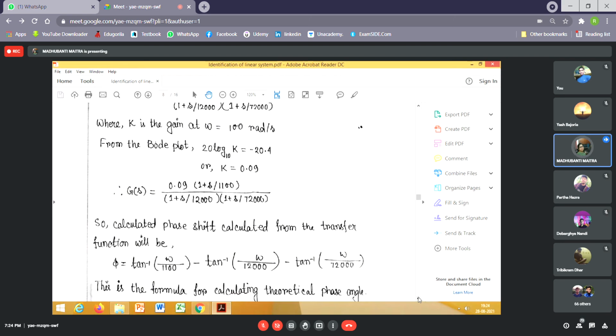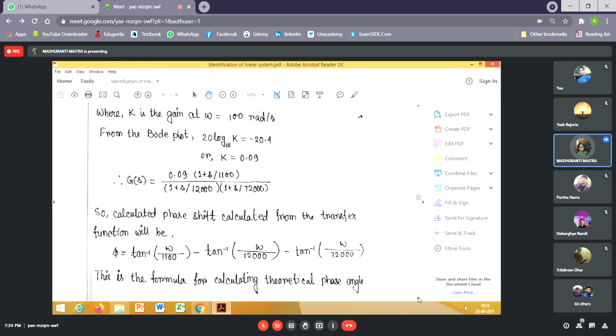And from this transfer function, you can find out the phase angle phi. This is the constant, so it will not contribute to any phase angle. For the zero, we'll get a positive phase angle. The zero will contribute towards a positive phase angle, and these two poles, since they are in the denominator of G(s), will contribute negative phase angles.